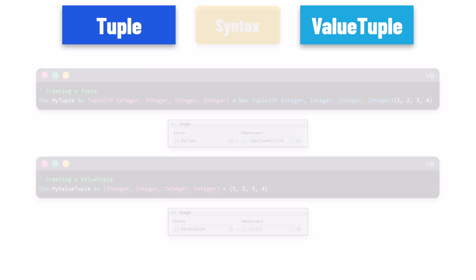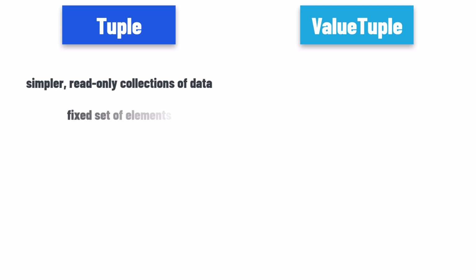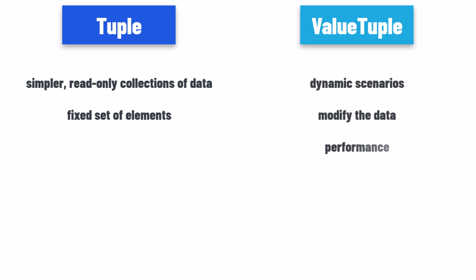Now the question is, when should you use each? Use tuples for simpler, read-only collections of data. They are great when you are working with a fixed set of elements that don't need to change. Value tuples are your go-to for more dynamic scenarios, where you might need to modify the data or when performance is a key concern. In summary, value tuple is generally preferred for its performance benefits and more concise syntax, but tuple is still useful in scenarios where immutability is important or when working with older versions of .NET.